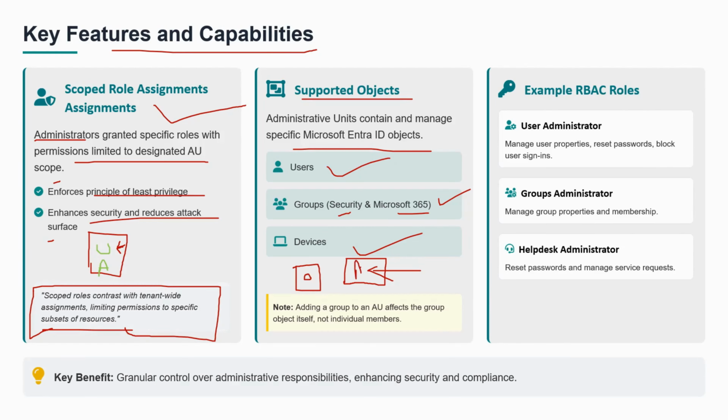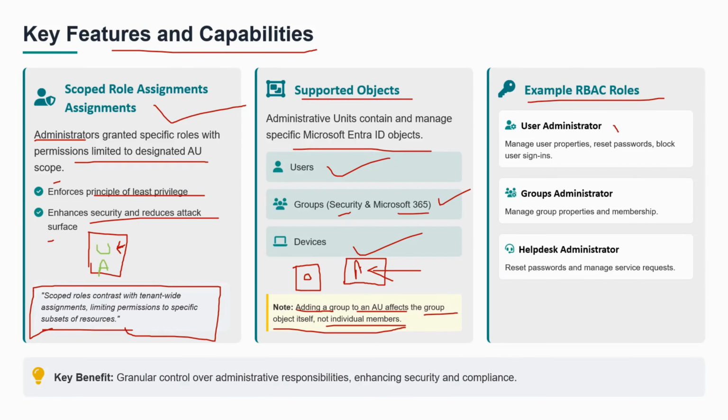Okay. Moving forward, adding a group to the AU affects the group object itself, not the individual members. Okay, so it is a basic thing. If you are adding a group to the AU, it will affect the group, not the individual members. For example, if you have not added individual users, then it will not affect the individual users. It will affect the group. Okay, this is the example.